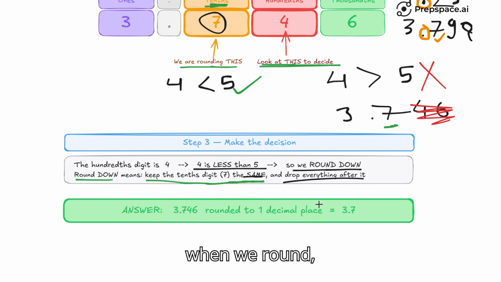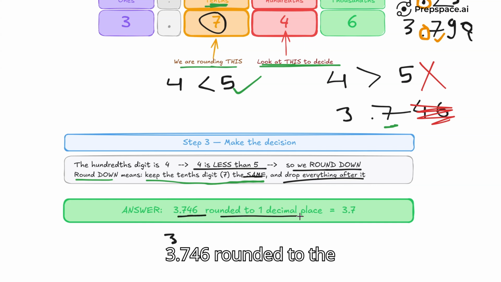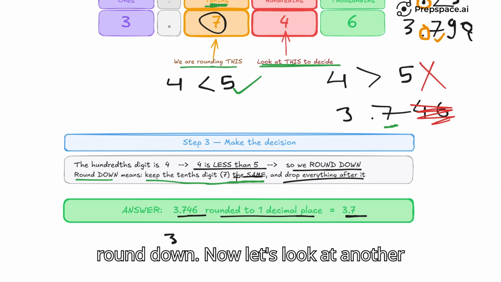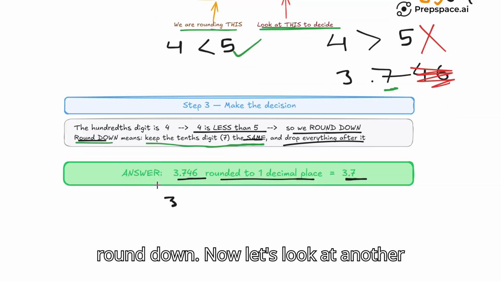So when we round 3.746 to one decimal place, it is 3.7. So this is one example where we had to round down. Now let's look at another example.